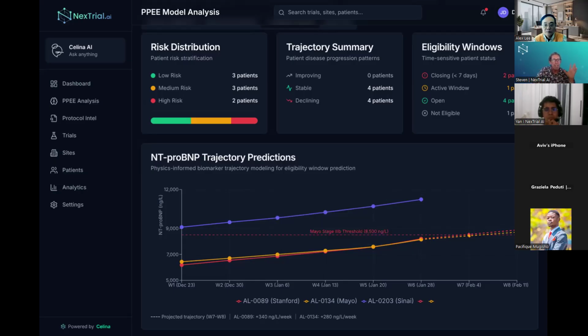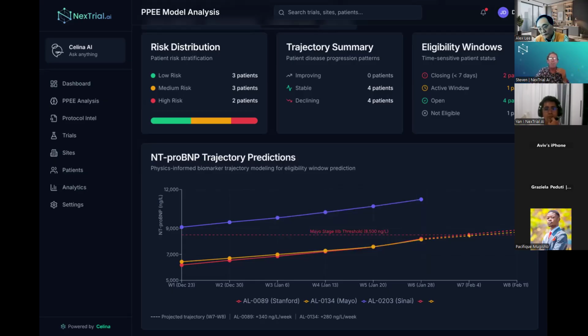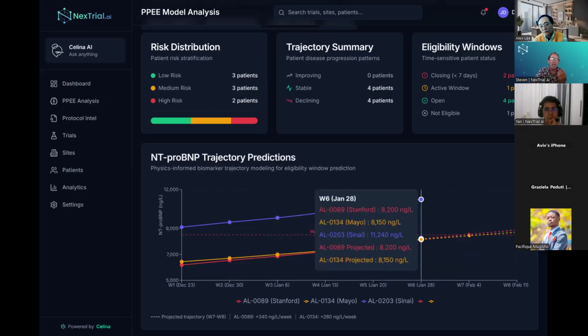But in traditional matching systems, right? So you want to watch the lower two lines. These 2 patients, 89 and 134, right? They're approaching the threshold from below. They're rising. They're rising at 280 to 340 per week, and our model projects them crossing within days, right?